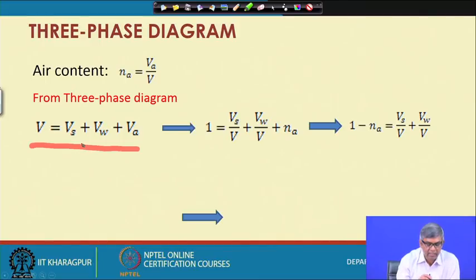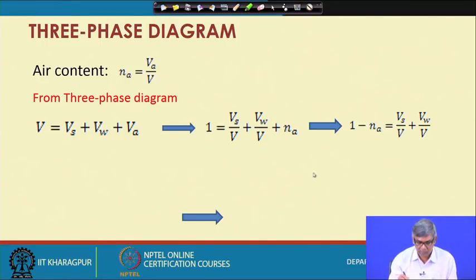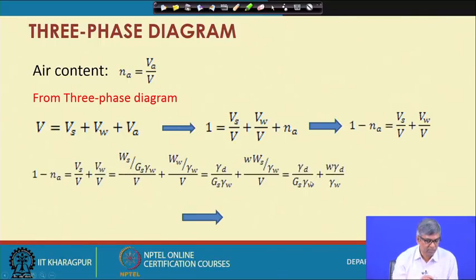If I divide by V everywhere, you can see this side becomes 1, Vs by V, Vw by V, and this will become Va by V. So this is Na, and from here I can take it to here. That means 1 minus Na equals Vs by V plus Vw by V. And from there we can further modify 1 minus Na. You can see now 1 minus Na, Vs by V is already there, and Vw by V.